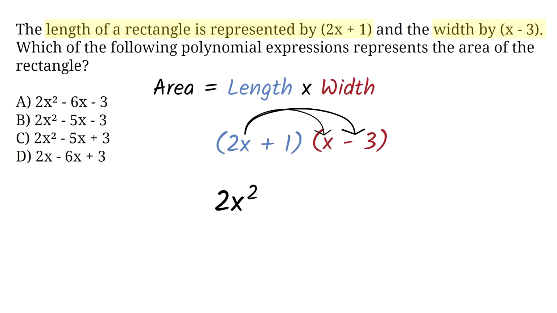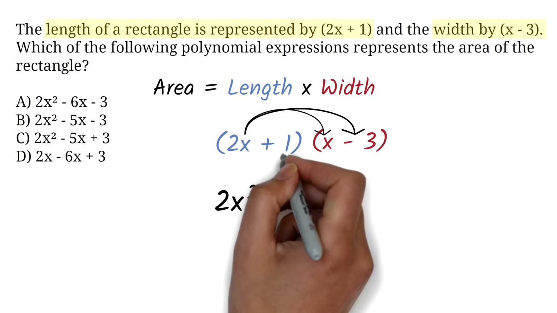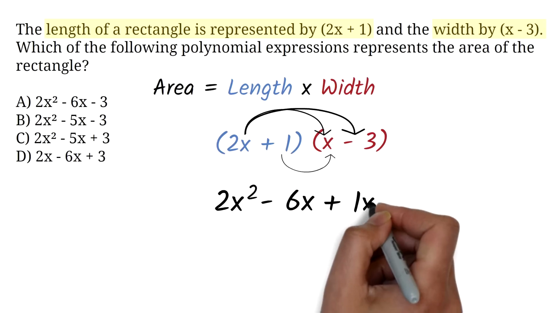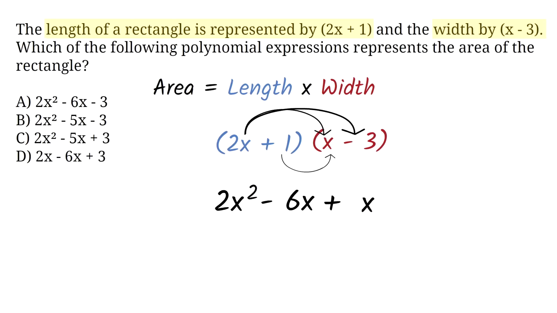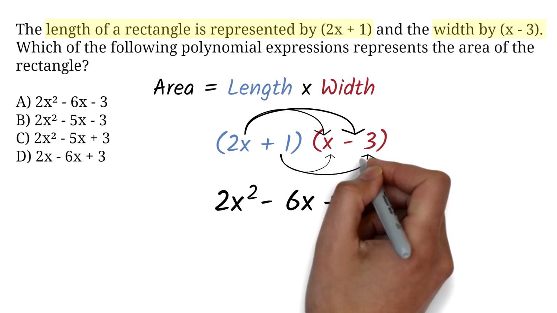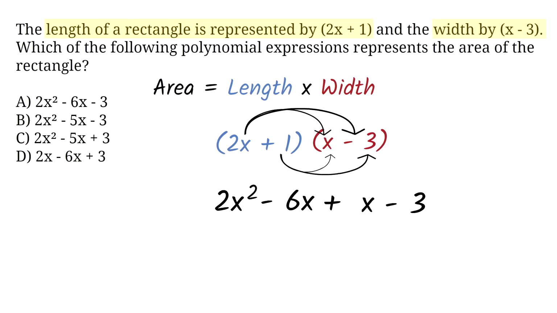Then multiply 2x by negative 3 to get negative 6x. Now we take the second term. Multiply 1 by x to get 1x, which is the same as x. Finally, multiply 1 by negative 3 to get negative 3.